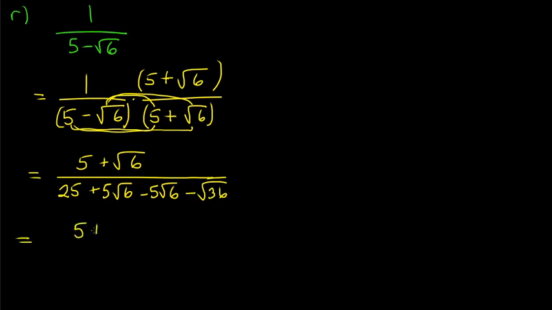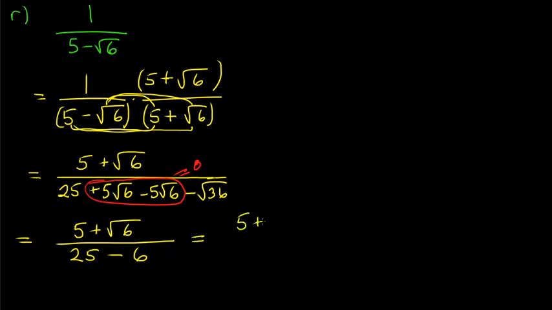So we can leave the numerator alone. It's just 5 plus the square root of 6. The denominator we can simplify quite a bit. These two terms add up to 0. It's like 7 minus 7. 5 square root of 6 minus 5 square root of 6 is just equal to 0. All right, so 25 minus the square root of 36, which is 6. And 25 minus 6 is 19.